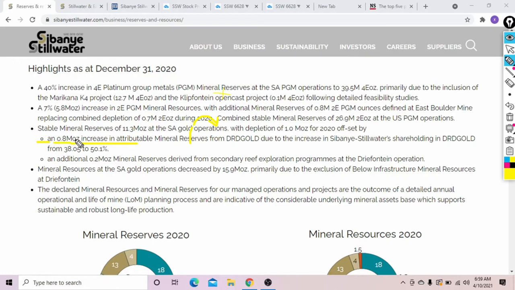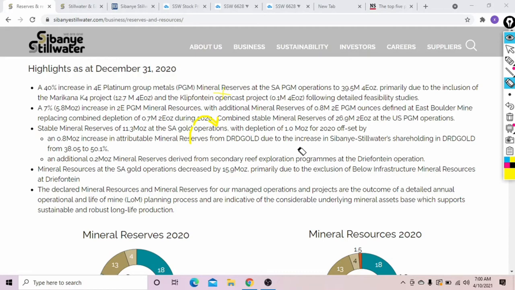All right, but if you go up here to this statement, you can see that Sibanye has also increased by 0.8 Moz by doing what? By increasing its ownership in this company called DRDGOLD, whereby they increased their shareholding from 38.05% to 50.1%, meaning that now Sibanye owns DRDGOLD, which is also a mining company whose core business is to reclaim the tailings dams, which is the waste from the plant.